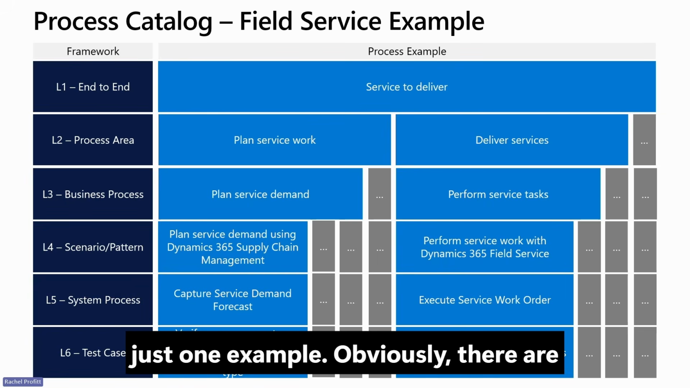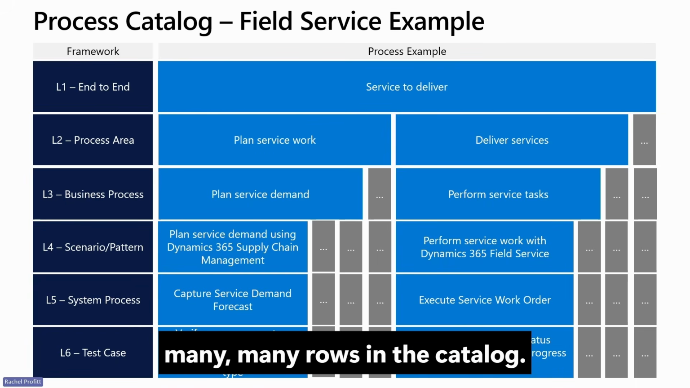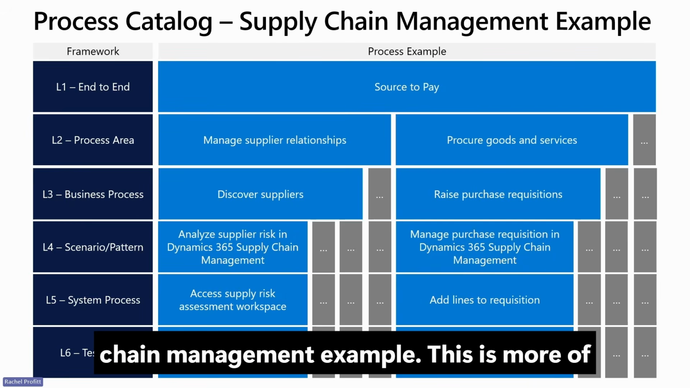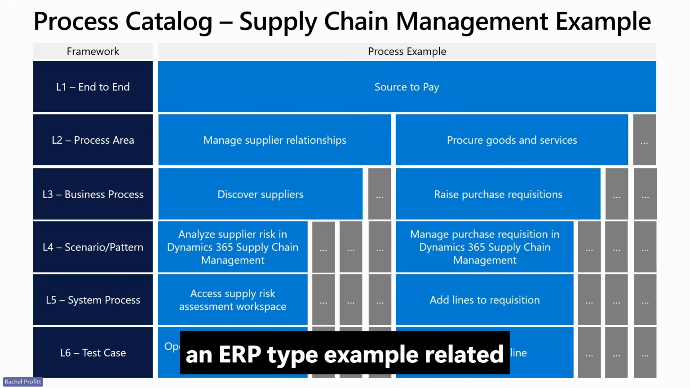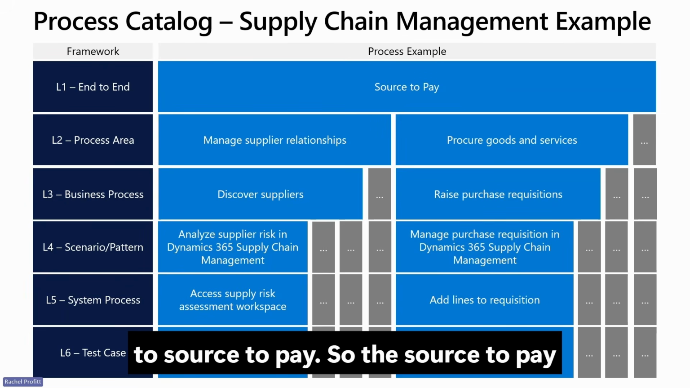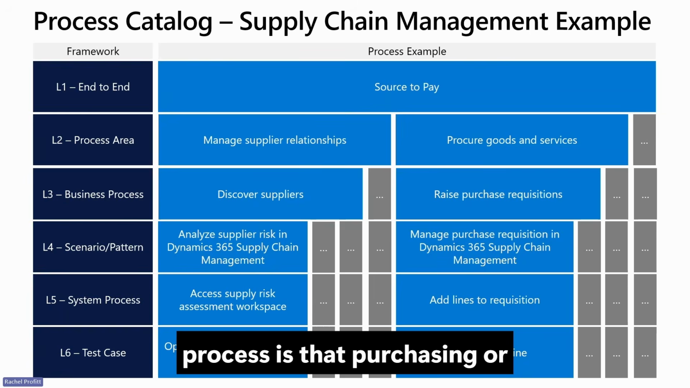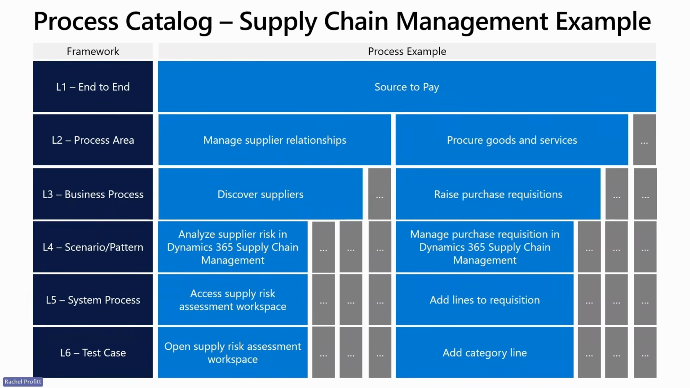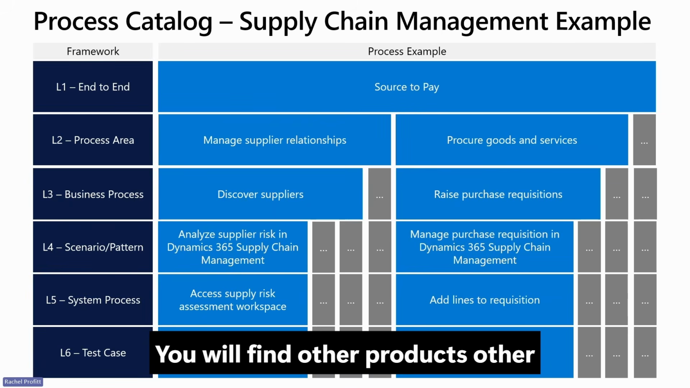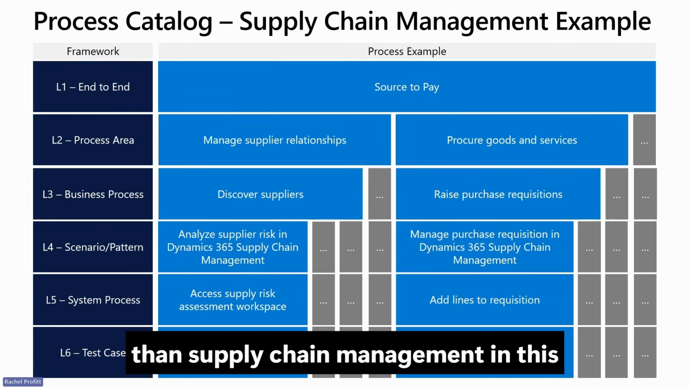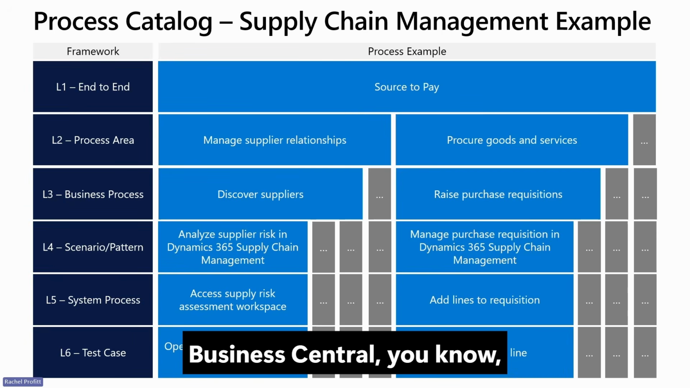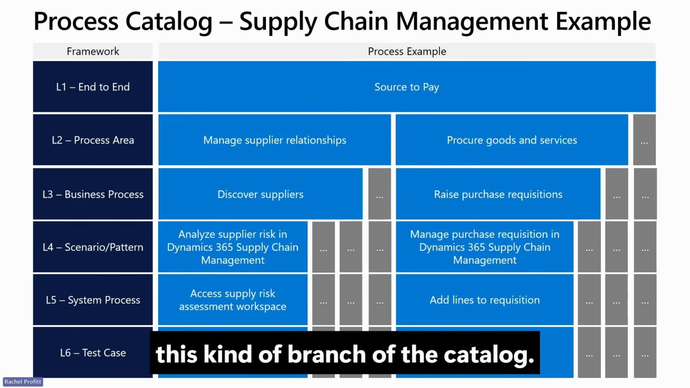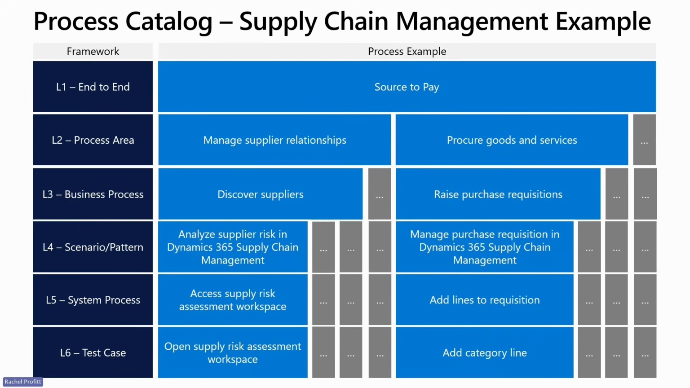So this is just one example. Obviously, there are many, many rows in the catalog. We've got another example that's a supply chain management example. This is more of an ERP type example related to source to pay. So the source to pay process is that purchasing or procurement process in an organization. You will find other products other than supply chain management in this particular end-to-end. You'll even find Business Central scenarios in this kind of branch of the catalog.